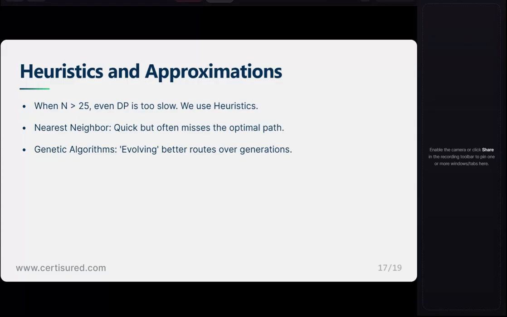But what happens when we have 1,000 cities? Even dynamic programming hits its limit. In those cases, we turn to heuristics. These are rules of thumb, like the nearest neighbor approach, which is fast but not always perfect, or genetic algorithms that evolve better routes over time. They give us a good enough answer very quickly.